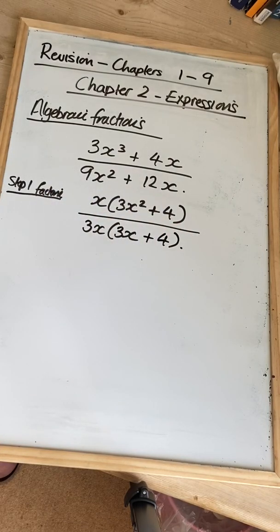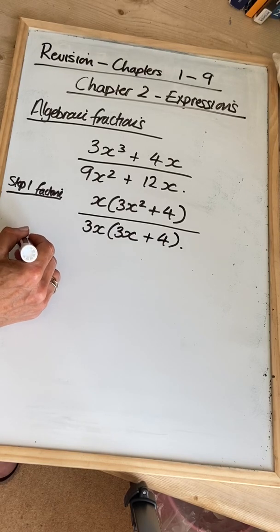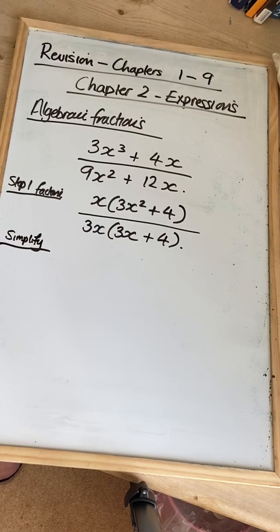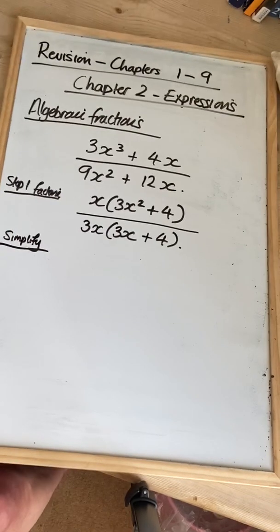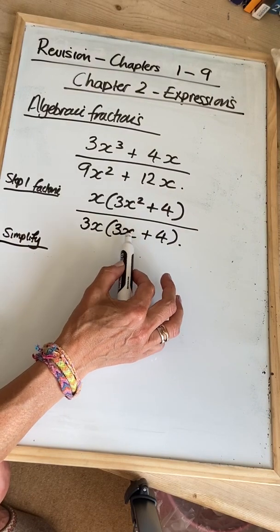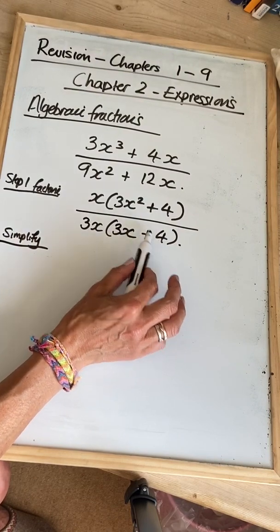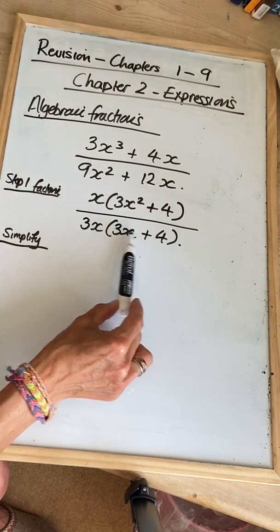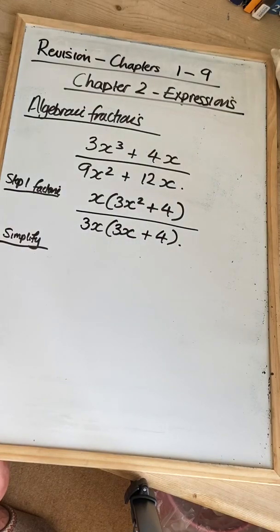Now, my simplification stage, simplify. I'm going to see what I've got in common on the top and bottom of my fraction. I've chosen this one very specifically because you might think you can cancel your 3x plus 4 with your 3x squared plus 4, but you cannot do that, and that is because they are not the same expression.